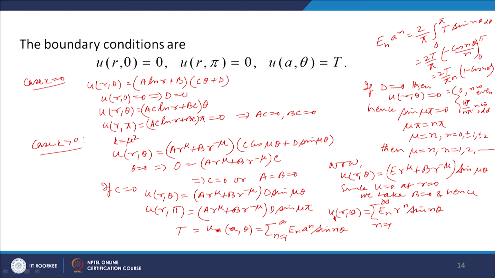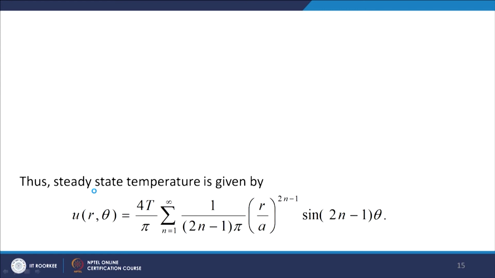Okay. So, we will have E_n a^n equal to 0 when n is even and 4t over n pi when n is odd. And therefore, the Fourier series, so u(r, θ). Okay. So, now what is u(r, θ)? u(r, θ) is equal to summation n equal to 1 to infinity E_n r^n sin nθ.